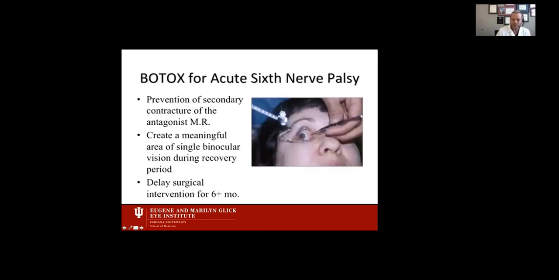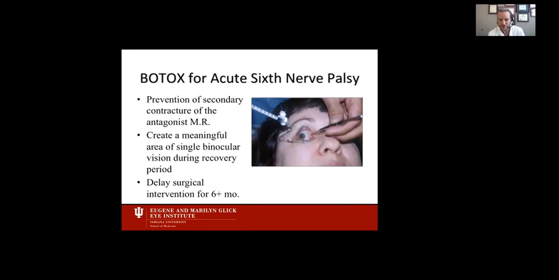All right, let's continue on and take a look at that. So my main use of BOTOX is for acute 6 nerve palsies, just to buy time, kind of prevent that antagonist medial rectus from contracting and becoming restricted. You do perhaps get the eye centered and get some single binocular vision straight ahead. Because most of the time with these acute 6 nerve palsies, we're trying to see if they're going to recover. We're giving them a minimum of 6 months. Sometimes we're waiting a year before we operate on these patients. And during that time, you just don't want that medial rectus to get contracted.